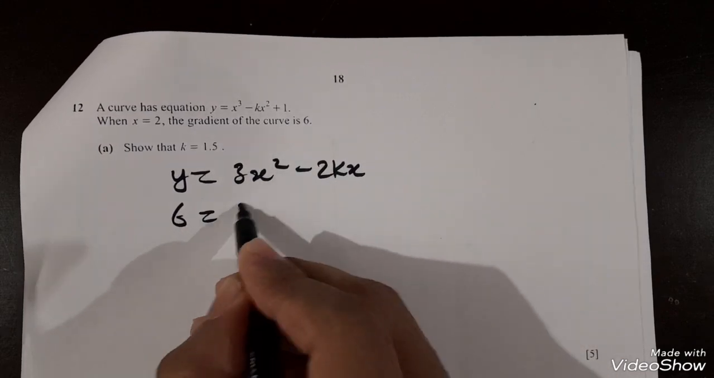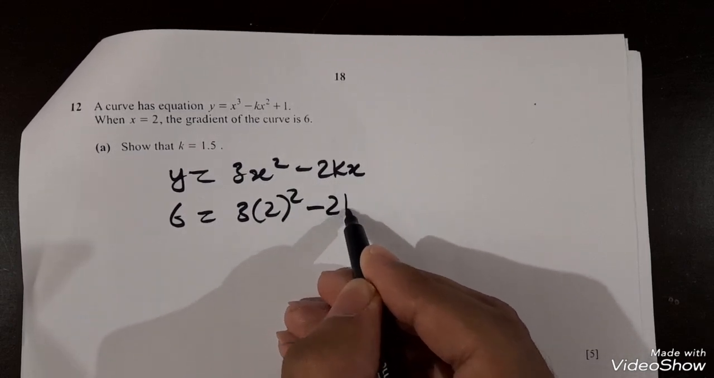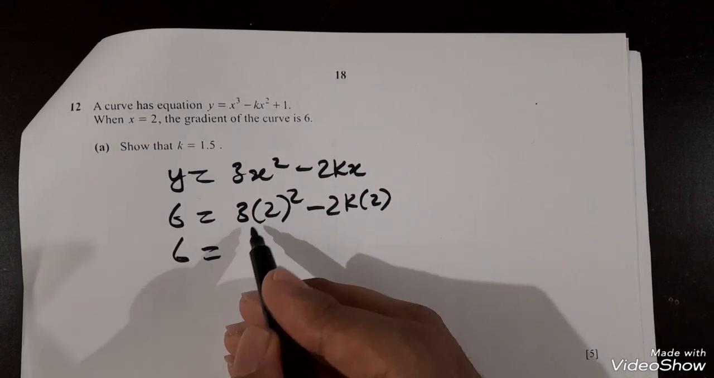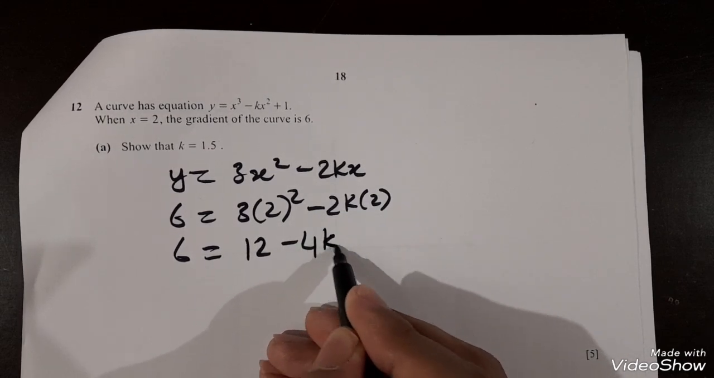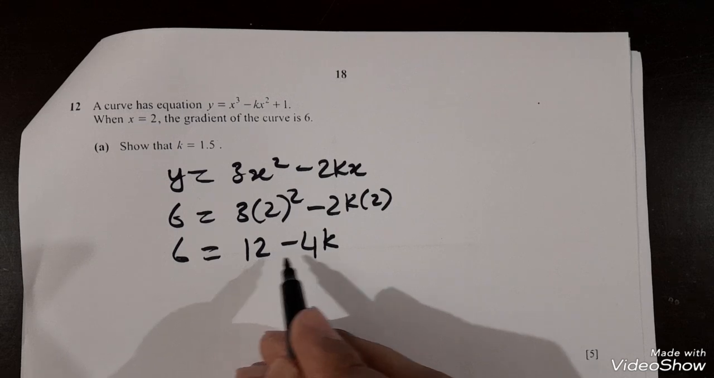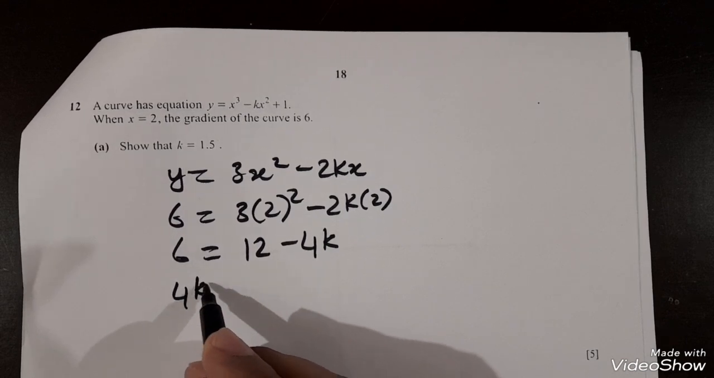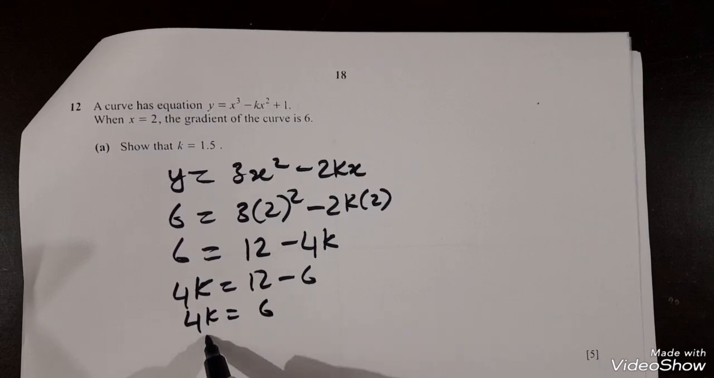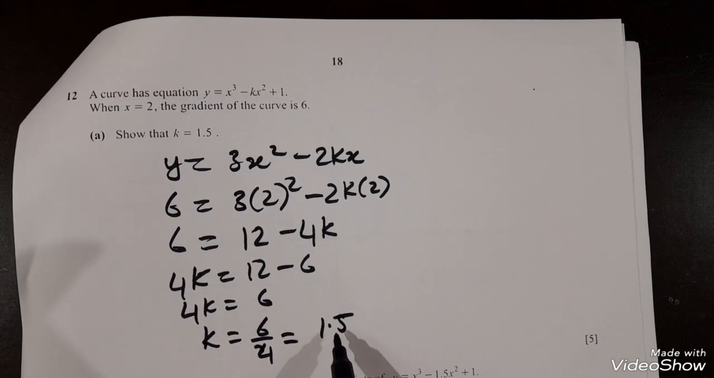So 6 is equal to 3 multiplied by 2 squared minus 2 multiplied by k multiplied by 2. So 6 is equal to 12 minus 4k. So we'll move minus 4k to the left side and 6 over here. So 4k is equal to 12 minus 6. So 4k is equal to 6 and k is equal to 6 divided by 4, which will be 1.5. So the value of k is 1.5.